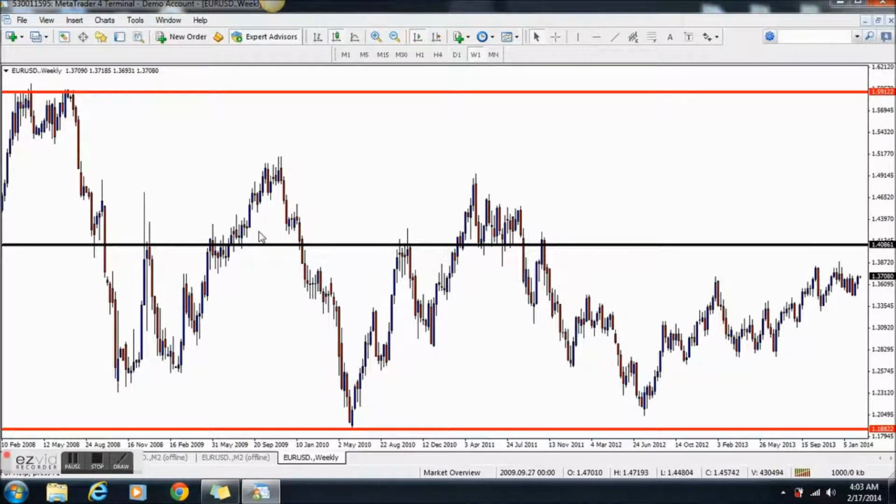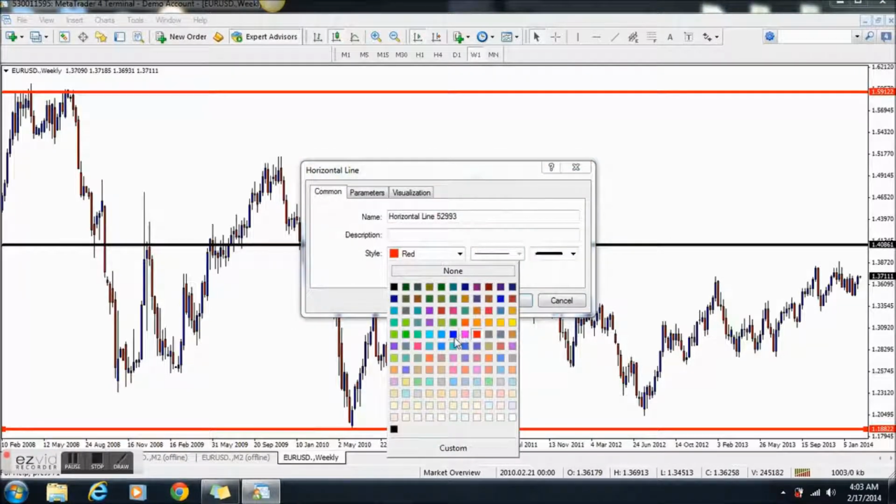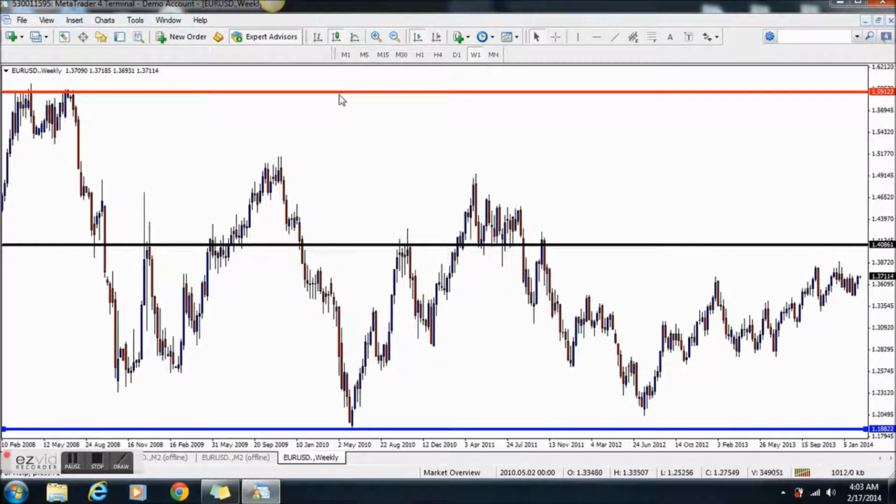Now, these high points right here, as you see in the market, I usually change the color. I usually like to make support blue, and here is red. Basically what I'm creating is high points and low points, but it's kind of like overbought and oversold.